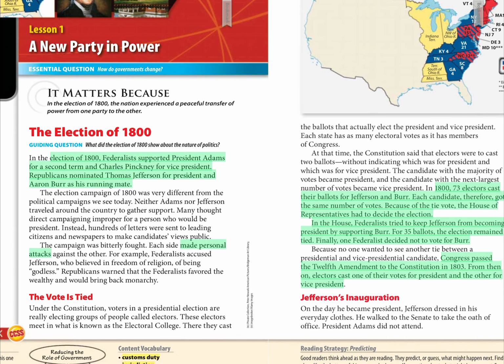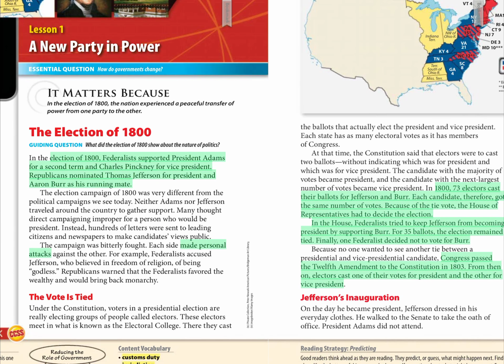Okay. So notice a few things. I didn't highlight everything, but it is interesting that political campaigns were much different back then. They didn't directly campaign themselves door to door. Usually instead they had people writing letters and articles in the newspaper on behalf of the candidate. Although the similarities are still the same in that there were a lot of personal attacks made, and it got pretty nasty, which unfortunately is still true.